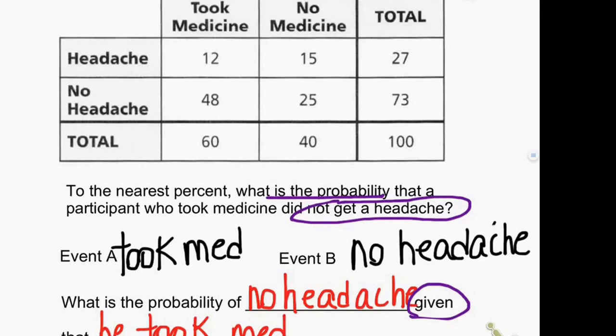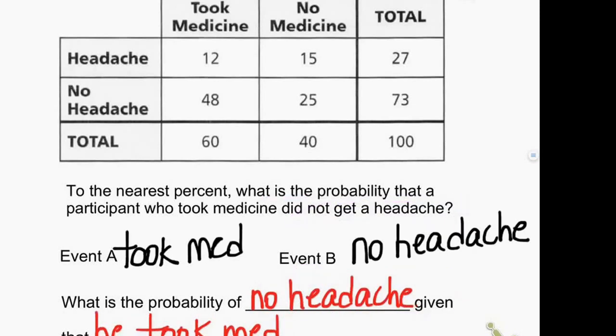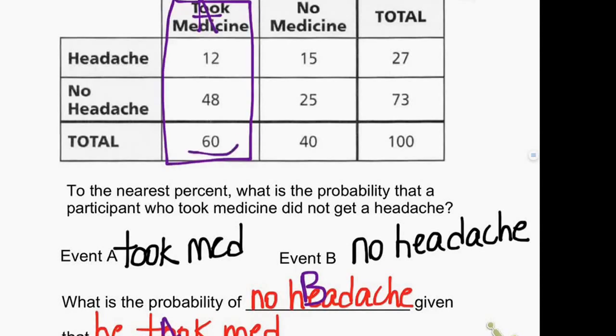So remember, no headache is event B, and took the medicine is event A. If I want to write that in set notation, I'm going to say P for probability, parentheses B, because set B is no headache, given set A, and A is that he took the medicine. In order to find that, I've got to start with what I'm given. I am given set A. So I'm going to look at the column labeled took medicine. That is event A, and my total is 60. So I know my denominator is going to be 60 because my total is always my denominator.